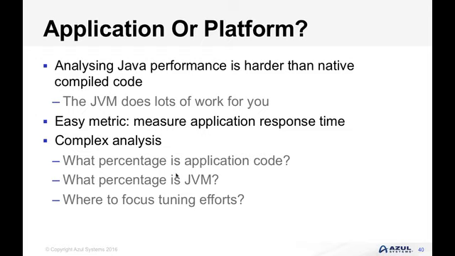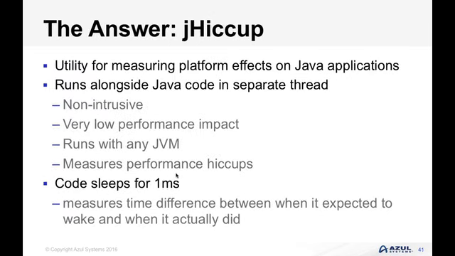Do you tune your application code? Do you tune your JVM? What's actually causing you the problem? So to help with that, we've created a thing called Jhookup. And Jhookup is designed to measure the impact on your application of everything below your application: JVM, operating system, hardware.